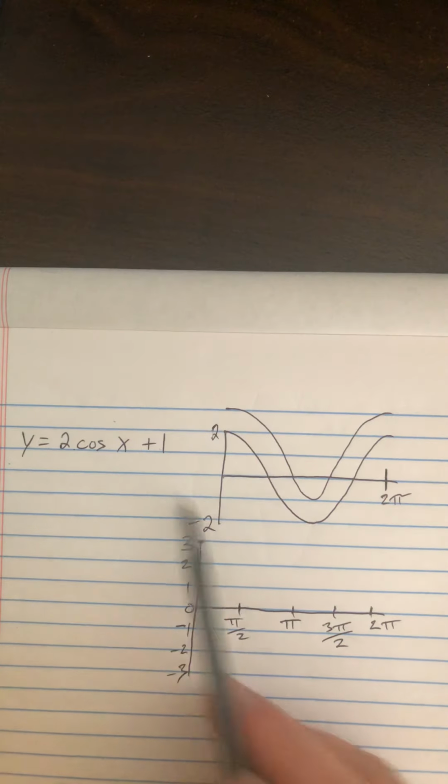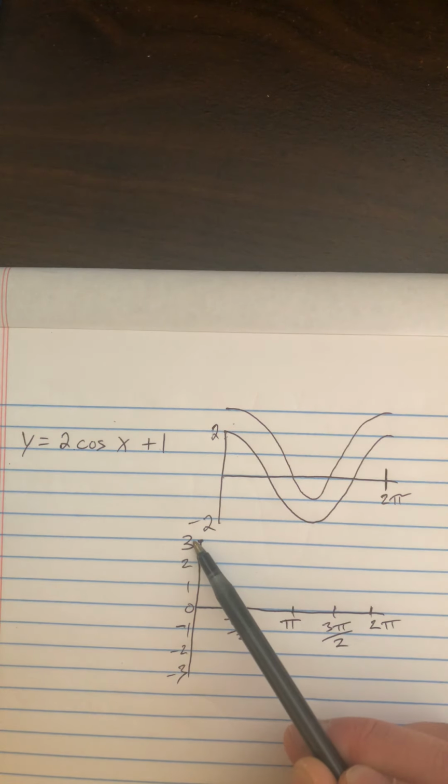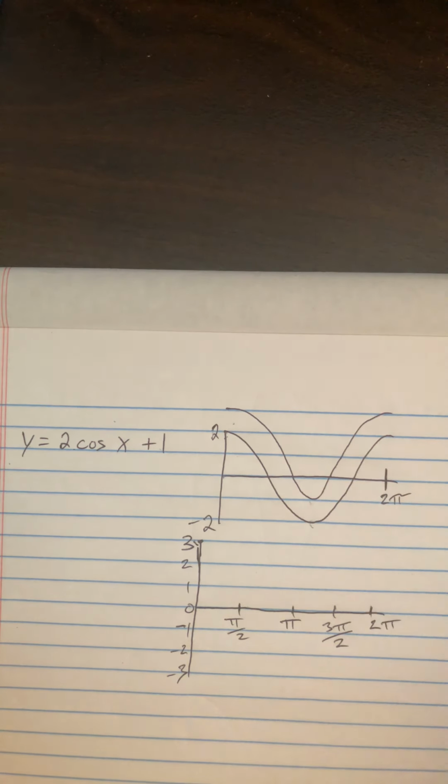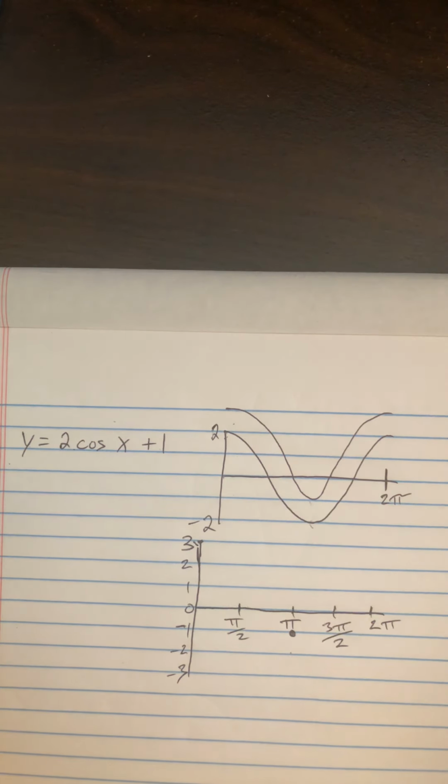All right, so we know this one starts at 2, but we're up 1 now, so it's at 3. Halfway across, I was at negative 2. I shifted that up 1, so halfway across, now I'm at negative 1. At 2 pi, I'm back to where I started, so I must be at 3 again.